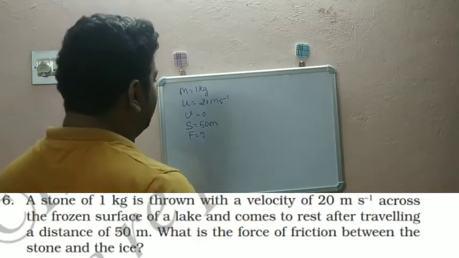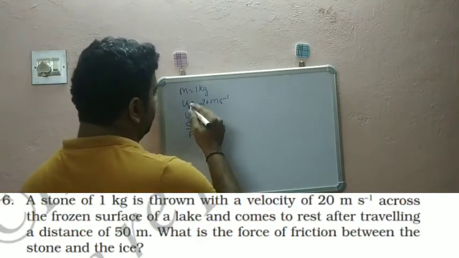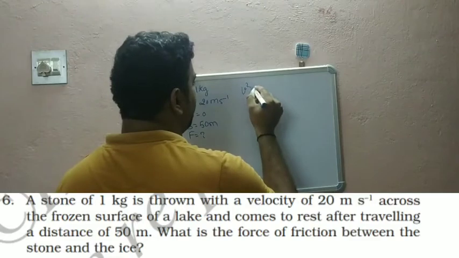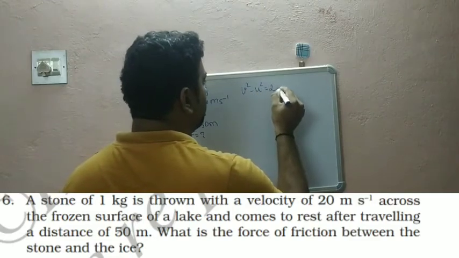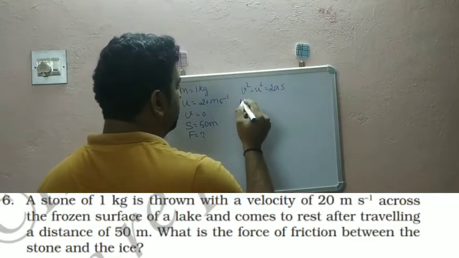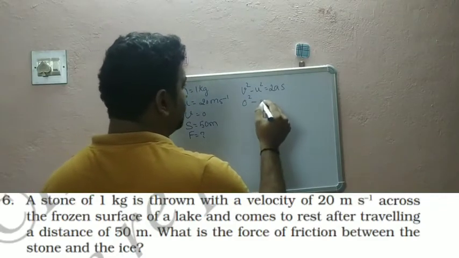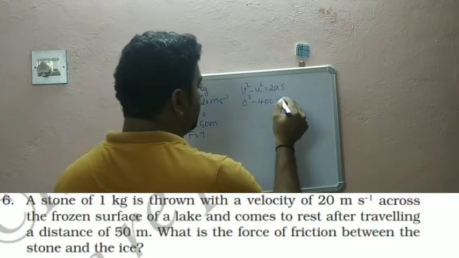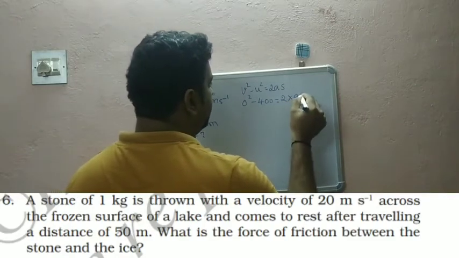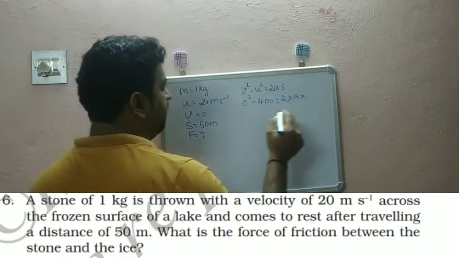So this is also a similar problem. S is there, V is there, U is there. So we can use the formula V square minus U square equal to 2AS. So what is V? V is 0. 0 square is equal to, what is U? 20 square. 20 square is 400, is equal to 2 into A into S. S is how much? S is 50.